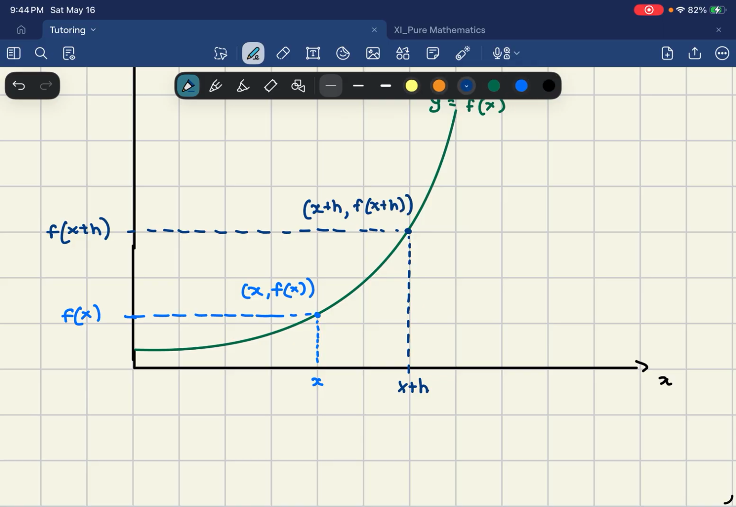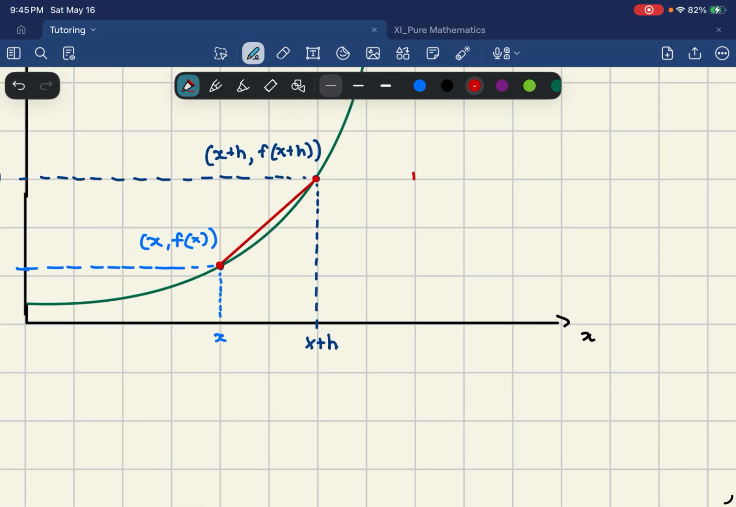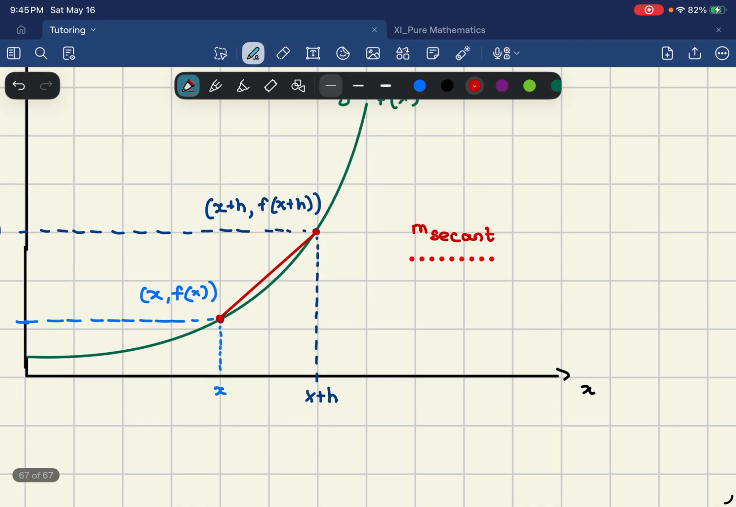Now let's draw a straight line connecting these 2 points. That is the red line, right? The red line connects these 2 points. Now, can I find the slope of the red line? I can. We will call this the secant line. The secant line connects these 2 points, so it crosses this graph twice. That's why we're going to call it the secant line.